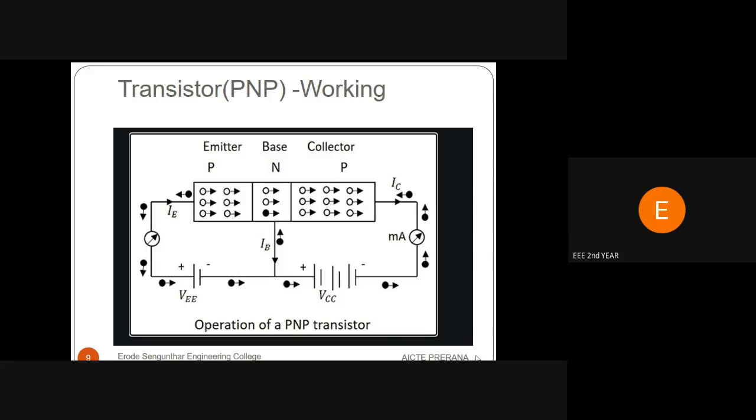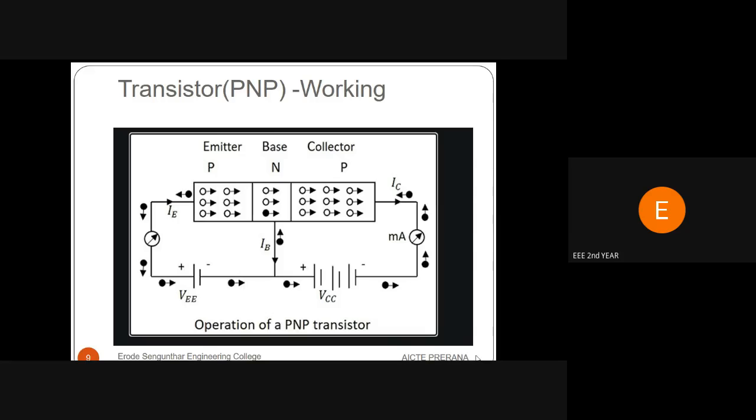Junction J1 is forward biased, and the base is a thin and lightly doped region. So, the holes present in the emitter cross the junction J1 and recombine with electrons present in the base. This constitutes a current named the base current. The base is a lightly doped region, so the number of electrons present in the base is small. So, only a few holes are used to recombine with these electrons. The remaining holes move towards the collector.